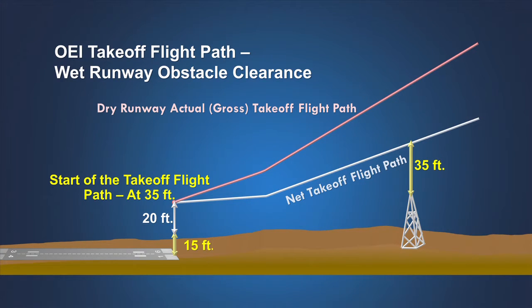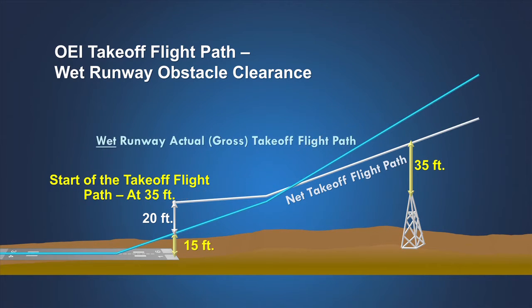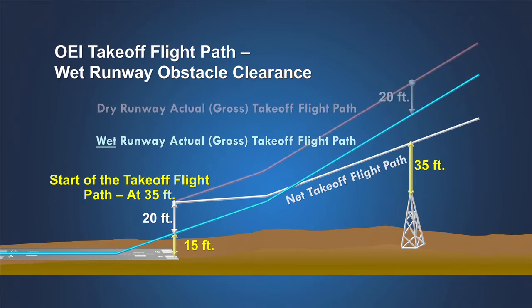The takeoff flight path and net takeoff flight path begin at 35 feet above the runway surface. For airplanes with FAA-approved wet runway takeoff data, this can result in lower than normal obstacle clearance in the event of an engine failure on takeoff near V1. Because the airplane is allowed to be at a height of 15 feet above the runway surface at the end of the one-engine-inoperative takeoff distance for a wet runway, the airplane can be 20 feet closer vertically to the obstacle after taking off from a wet runway compared to taking off from a dry runway.